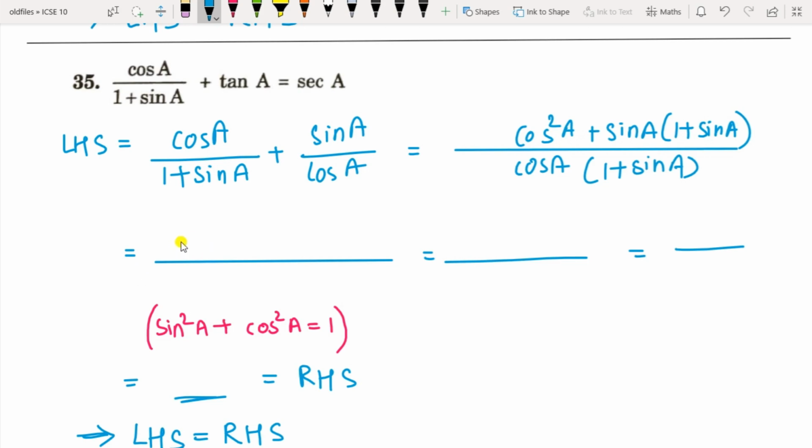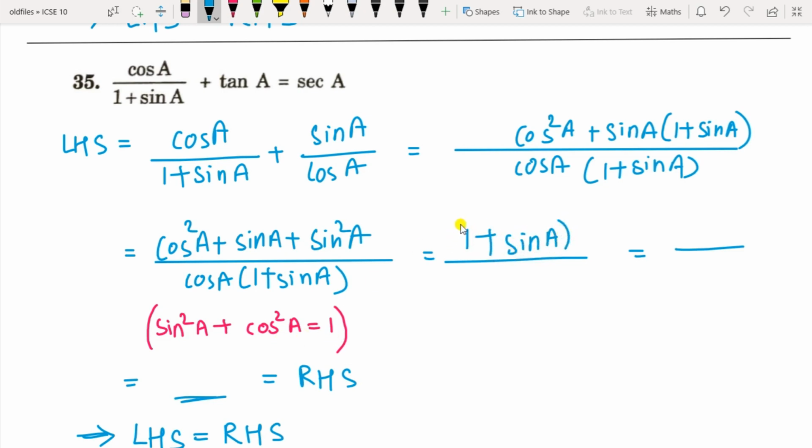So now multiply sin A inside the bracket. So it will be cos square A plus sin A plus sin square A, and the denominator as it is, that is cos A (1 plus sin A). Now this cos square A plus sin square A equal to 1 here. So it will be 1 plus sin A in the numerator, and the denominator will be cos A (1 plus sin A). So this bracket will get cancelled. So remaining is 1 upon cos A, and 1 upon cos A means sec A, that is our RHS. Hence proved.